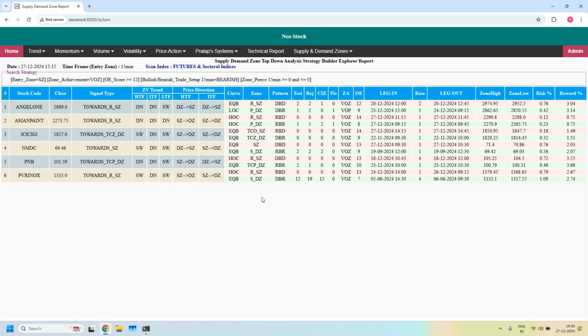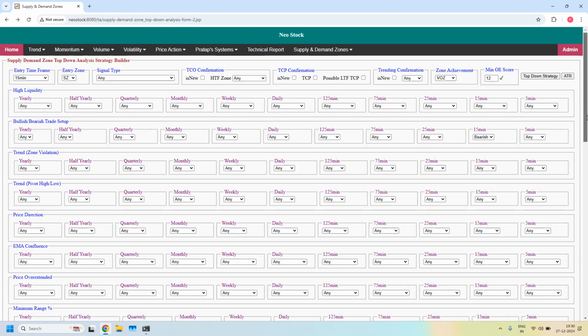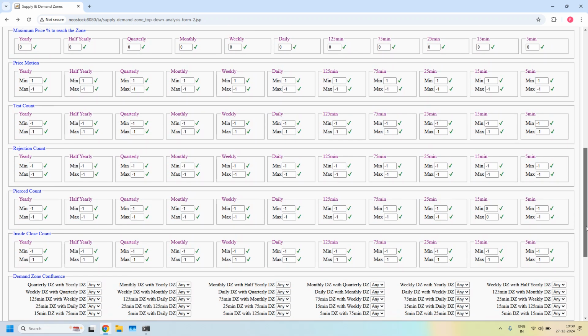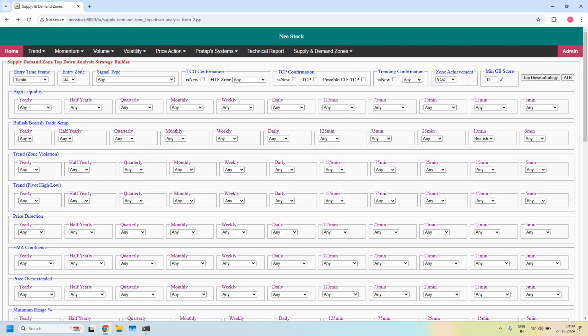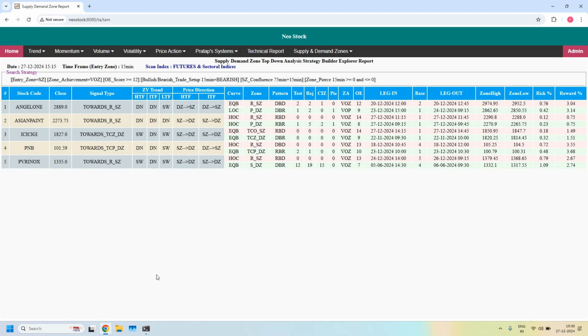Out of these 6 15 minute supply zones, some of the high probability setup supported zones are there based on the high liquidity zones. Apart from that, we can also filter based on zone confluence. First filter is LTF and ITF supply zone confluence, that is a 15 minute supply zone with a 75 minute supply zone confluence. I am enabling that filter. That means 15 minute supply zone should be part of 75 minute supply zone. We got 5 stocks. In all these 5 stocks, these 15 minute supply zones are part of the 75 minute supply zone. And 75 minutes trend is down in all these stocks.